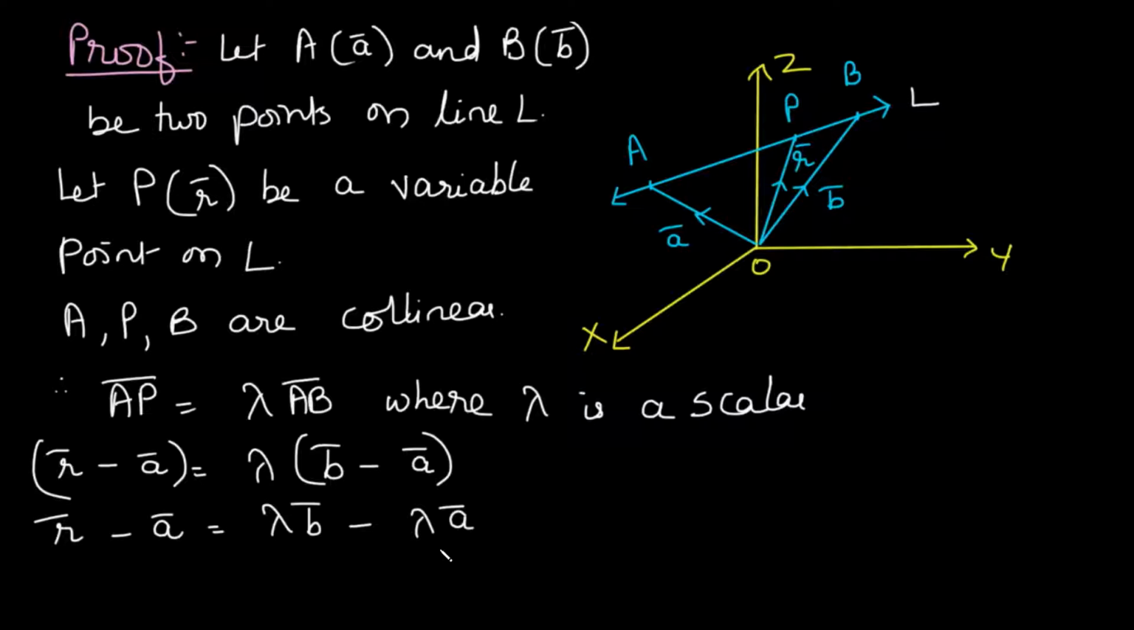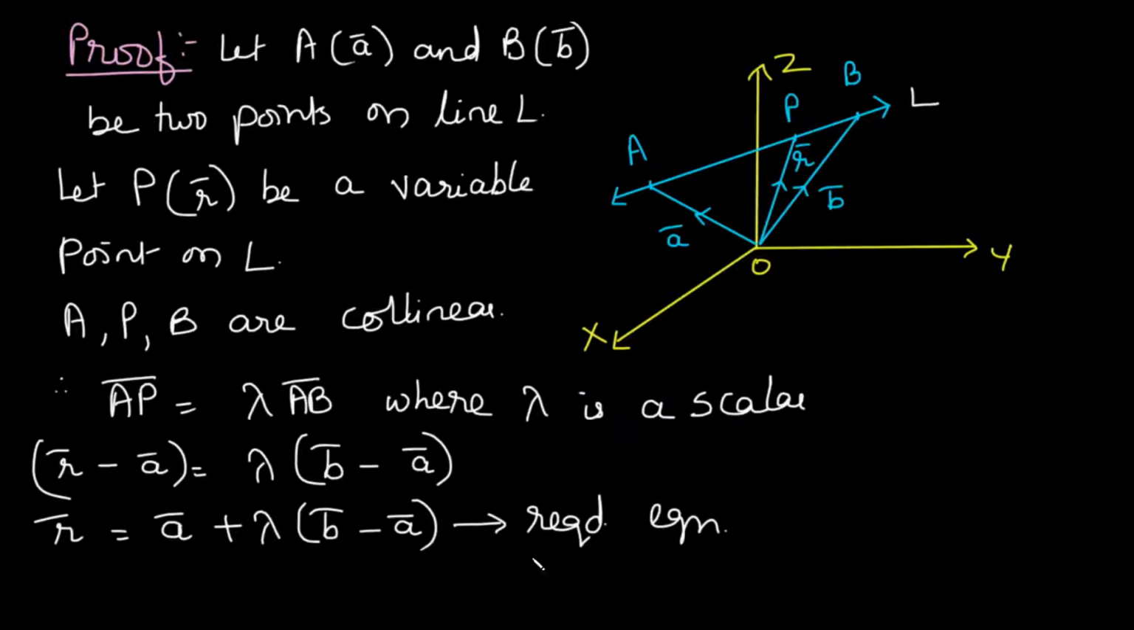In this case there is no need to write that actually. Just take A bar on the RHS and then you get your sum. So R bar minus A bar, A bar goes on the RHS. So we get R bar equal to A bar plus lambda (B bar minus A bar). So this is the required equation of a line passing through two given points. So keep this in mind.